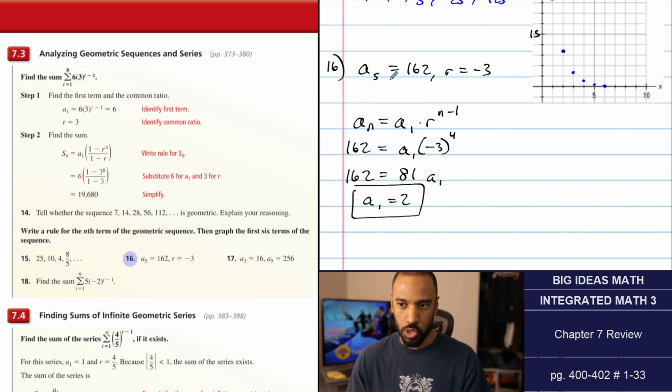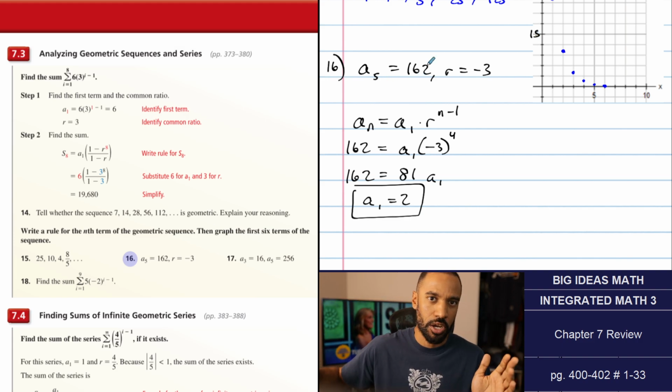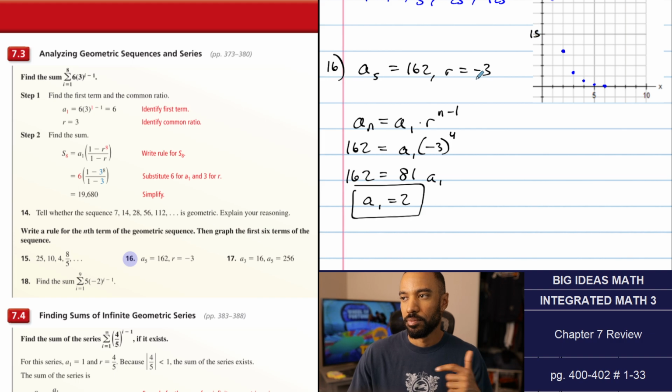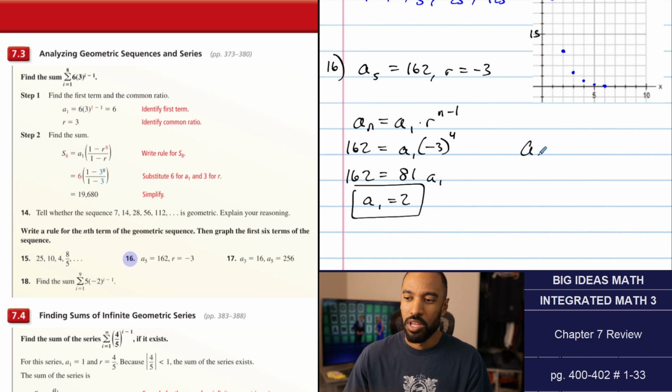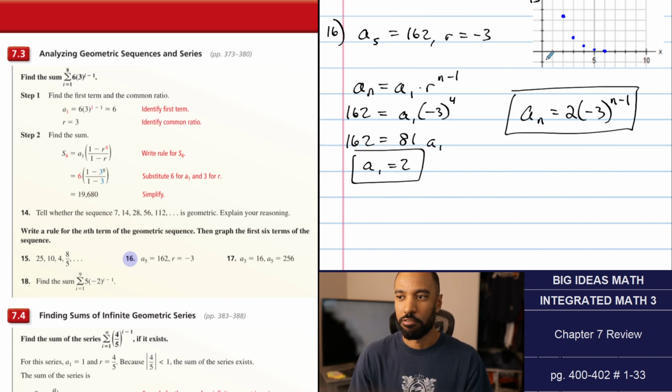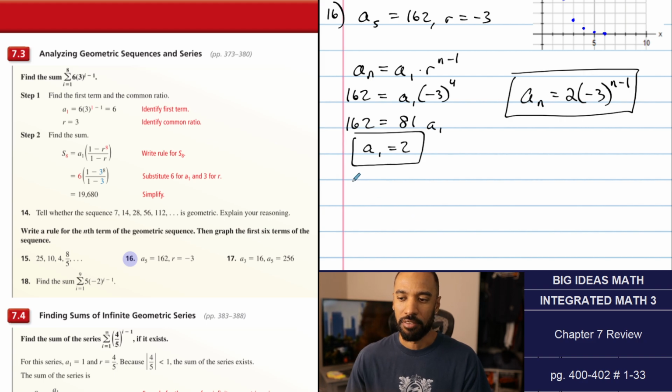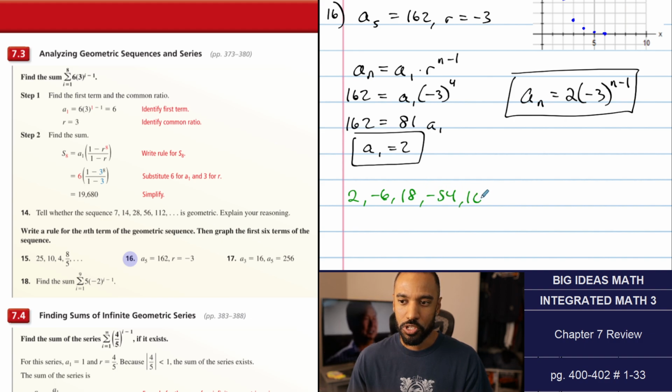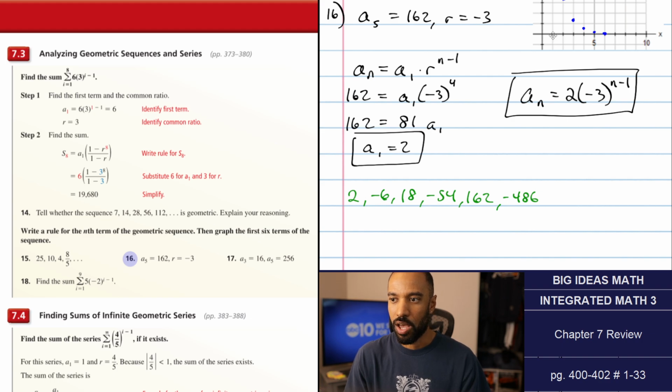And there are a bunch of other ways you can do that, right? We can divide by -3 going the other way. And that would actually have been helpful because we got to write the first 6 terms anyway, but we are writing the rule. So a sub n is 2 times -3 to the n minus 1 power is the official rule. 2 is the first term. We have to get the first 6 terms as we plot them on a graph. So 2 times -3 is -6, and then multiply by -3 over and over. Here's that fifth term of 162. There it is. And then the sixth term is -486.